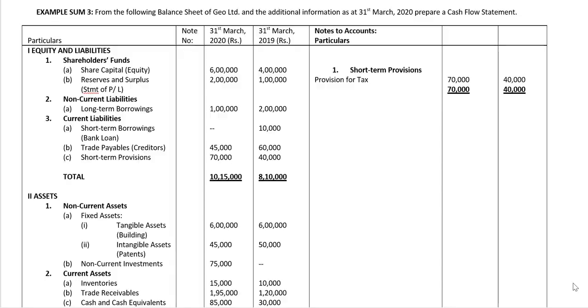Hi, this is the third complete comprehensive example in the chapter of cash flow statement. Let's go to example sum 3. From the following balance sheet of Geo Limited and the additional information as at 31st March 2020, we are asked to prepare the cash flow statement.